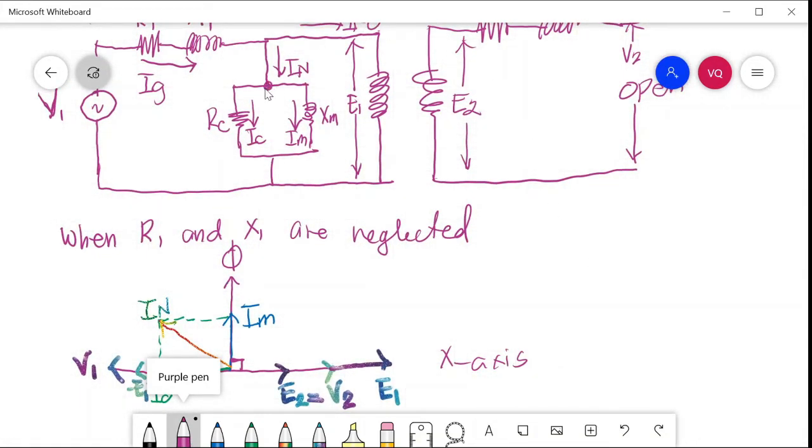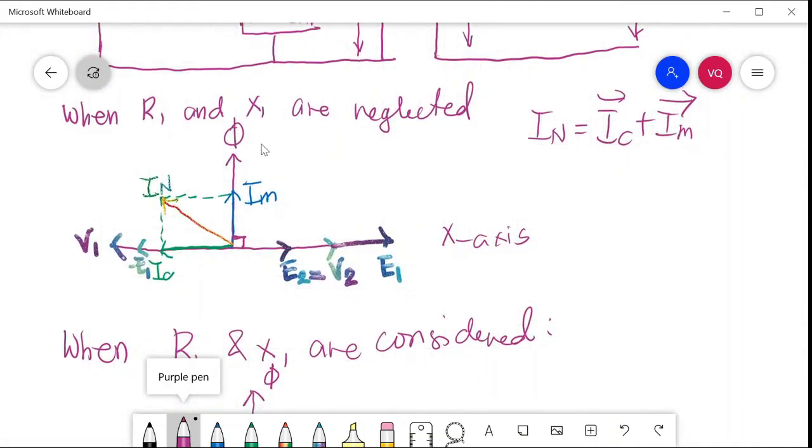We'll have your KCL here, and we will consider it in vectors, not in scalar, because there is an inductor. So IN is equal to the sum of IC vectorially plus IM. So we will get this vector diagram, the sum of IM and IC.